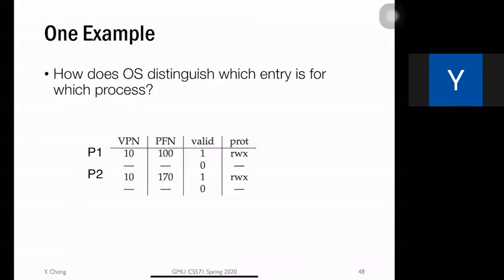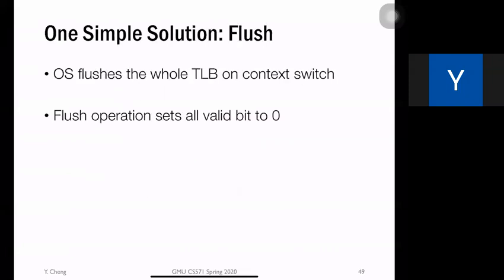In order for the operating system to effectively distinguish which entry within the TLB is for which process, in the baseline case we cannot do so. In this case, we have two different processes, P1 and P2. Both of these processes have the same VPN. As you can see, the same VPN 10 gets mapped to a certain physical frame number, PFN, and both of these are valid entries. How to distinguish between these two different processes is a problem. There's no way to do so given the current form of the TLB.